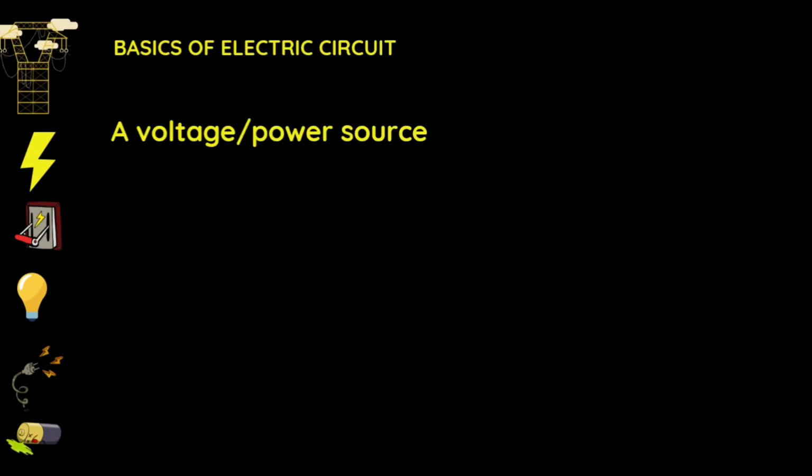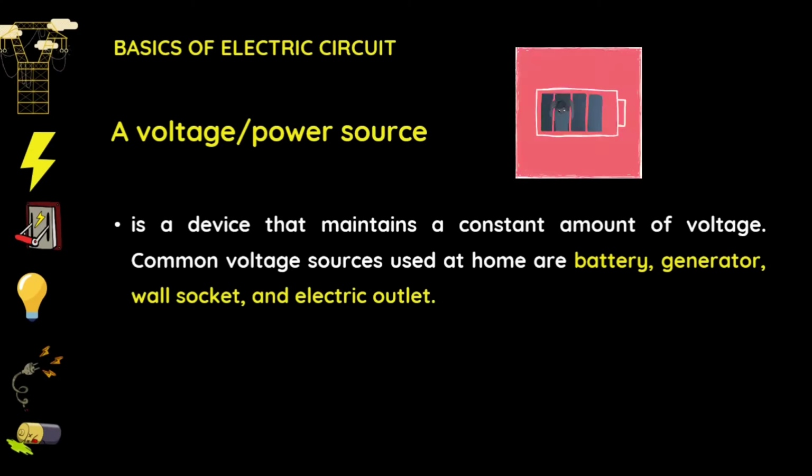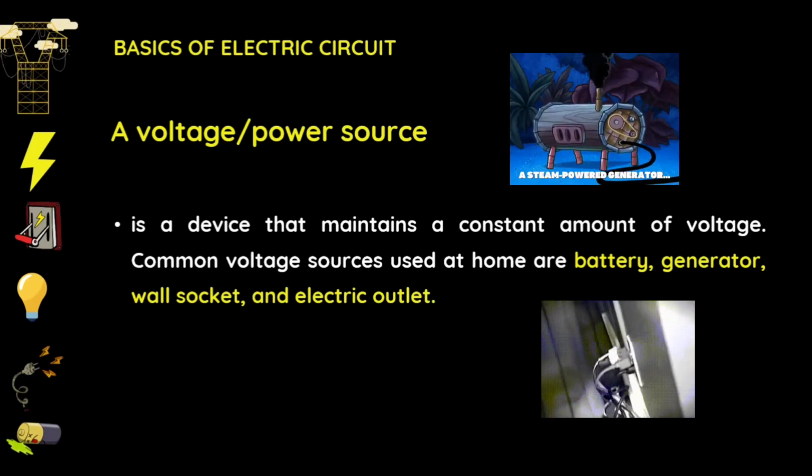A voltage or a power source is a device that maintains a constant amount of voltage. Common voltage sources used at home are battery, generator, wall socket, and electric outlet.